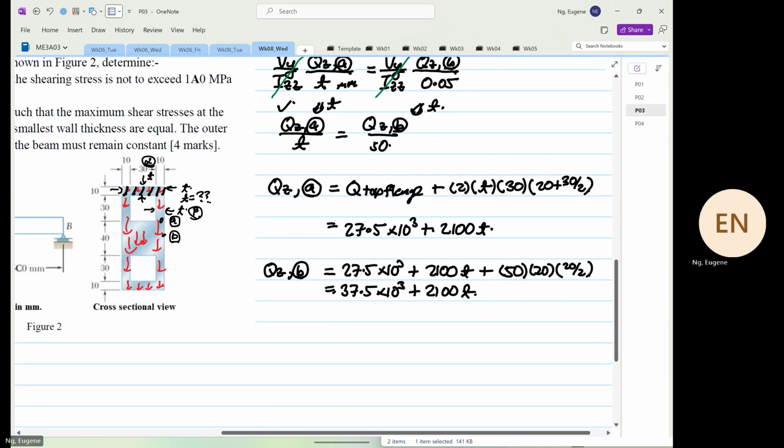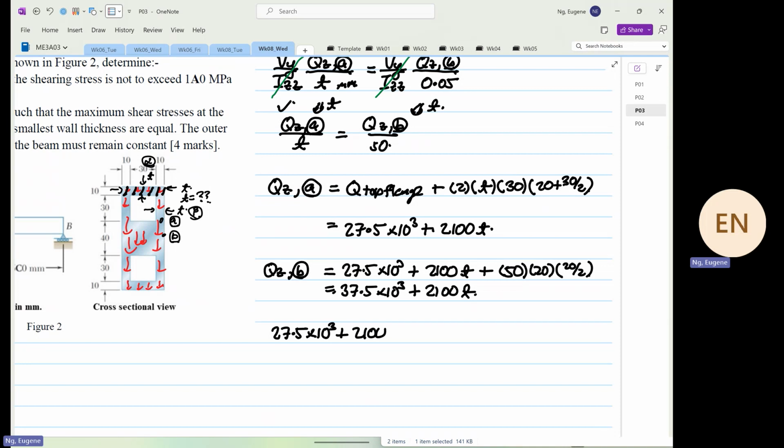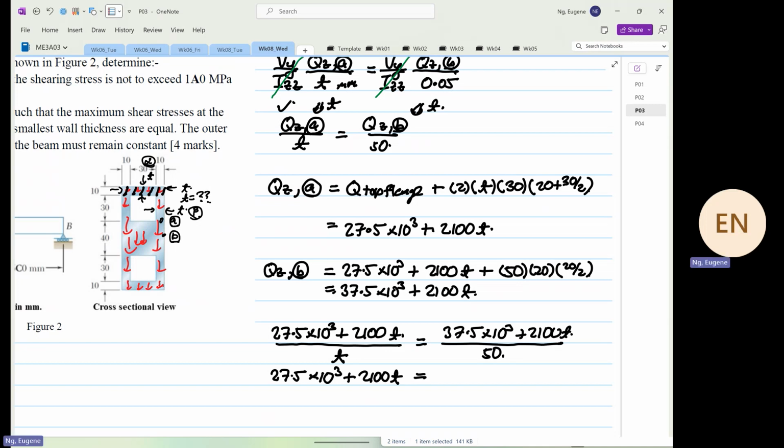And then finally, all you need to do now is do this 27.5 times 10 to the power 3 plus by 2100 T. And this thing divided by T. And this whole thing will be equal to 37.5 times 10 to the power 3 plus by 2100 T. And then you divide by 50. Okay. You rearrange a bit, you get 27.5 times 10 to the power 3 plus by 2100 T. And this will be equal to 37.5 power 3 divided by 50. It's equal to 750 T plus by 210 divided by 50, 42 T squared.